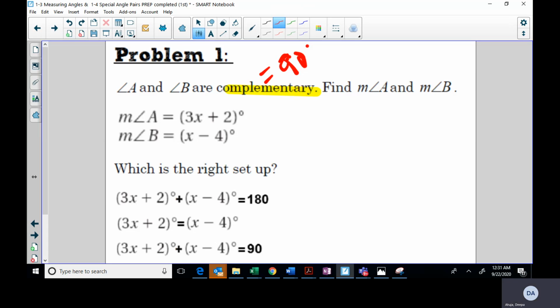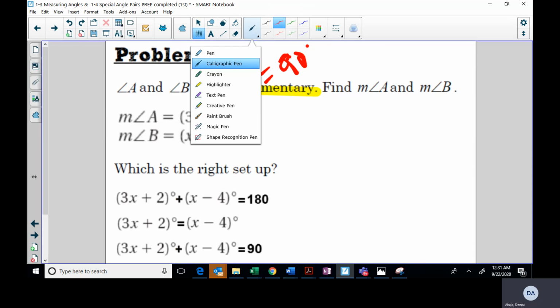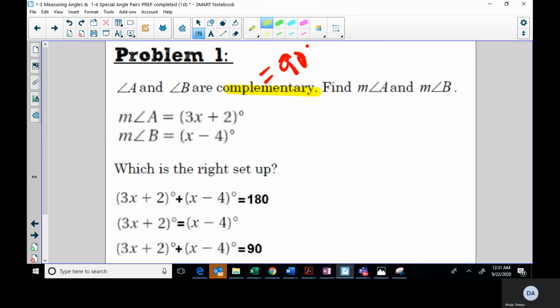So which is the right setup to find out the measure of angle A and angle B? Angle A is given to me, angle B is given to me. Let's use blue and pink highlighters here. The purple highlighter is angle A, then we have angle B. What do you think will be the correct setup? I clearly said they are complementary. Let's look at the first one. 3x plus 2 plus 4x plus x minus 4 equals 180. Do you think 180 can be the correct answer?